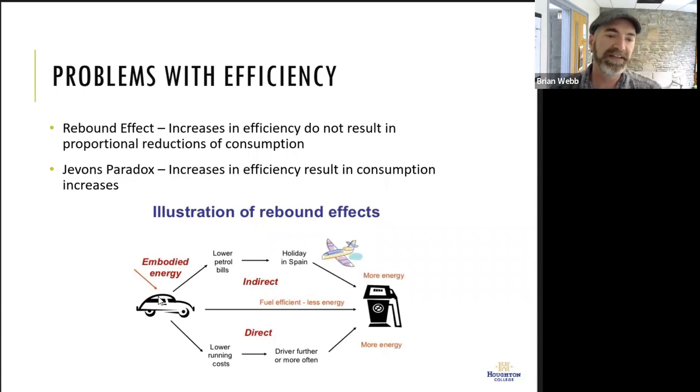So let's say you got a vehicle that is more fuel efficient. Look at this straight line here first. That fuel efficiency results in less energy being burned per mile that you're driving. But because of those lower running costs to drive the car, you drive further or more often, maybe trips that you didn't used to drive, you do now, thus meaning that you're increasing your energy use.